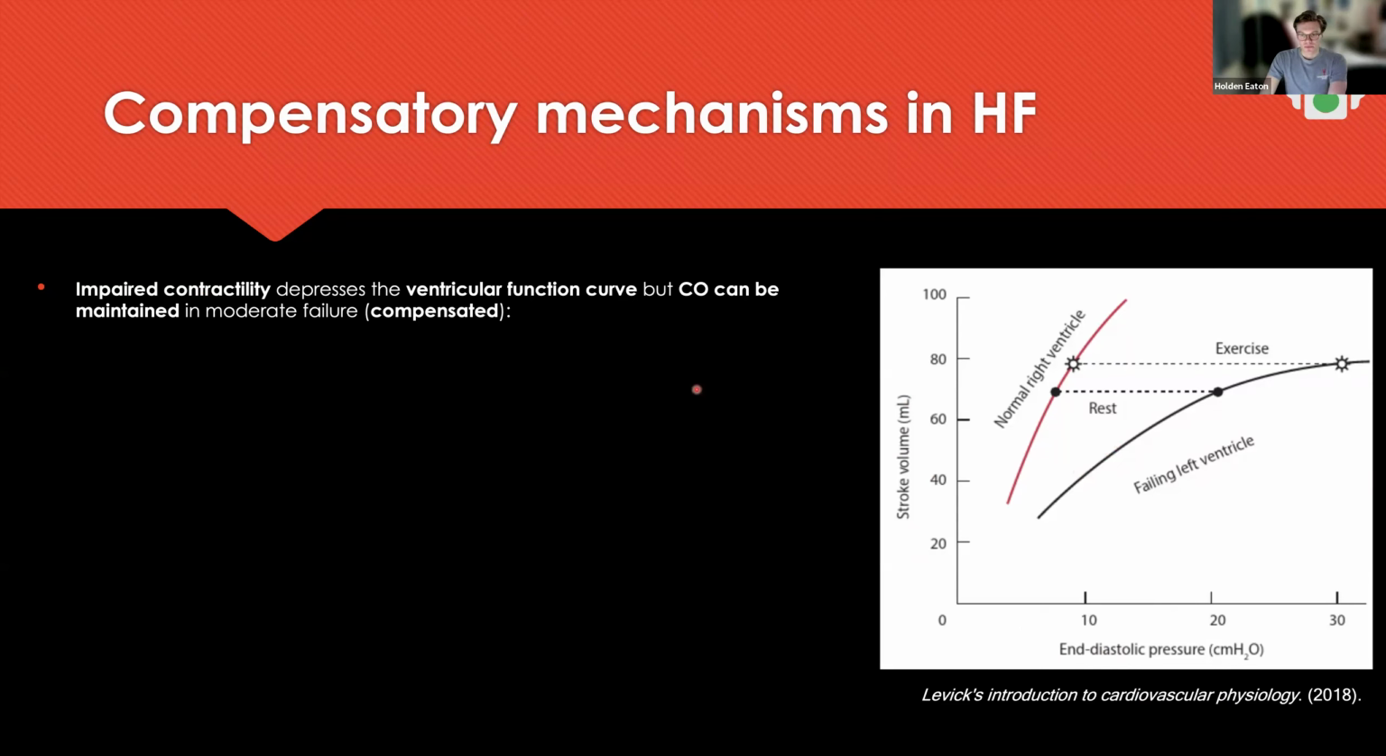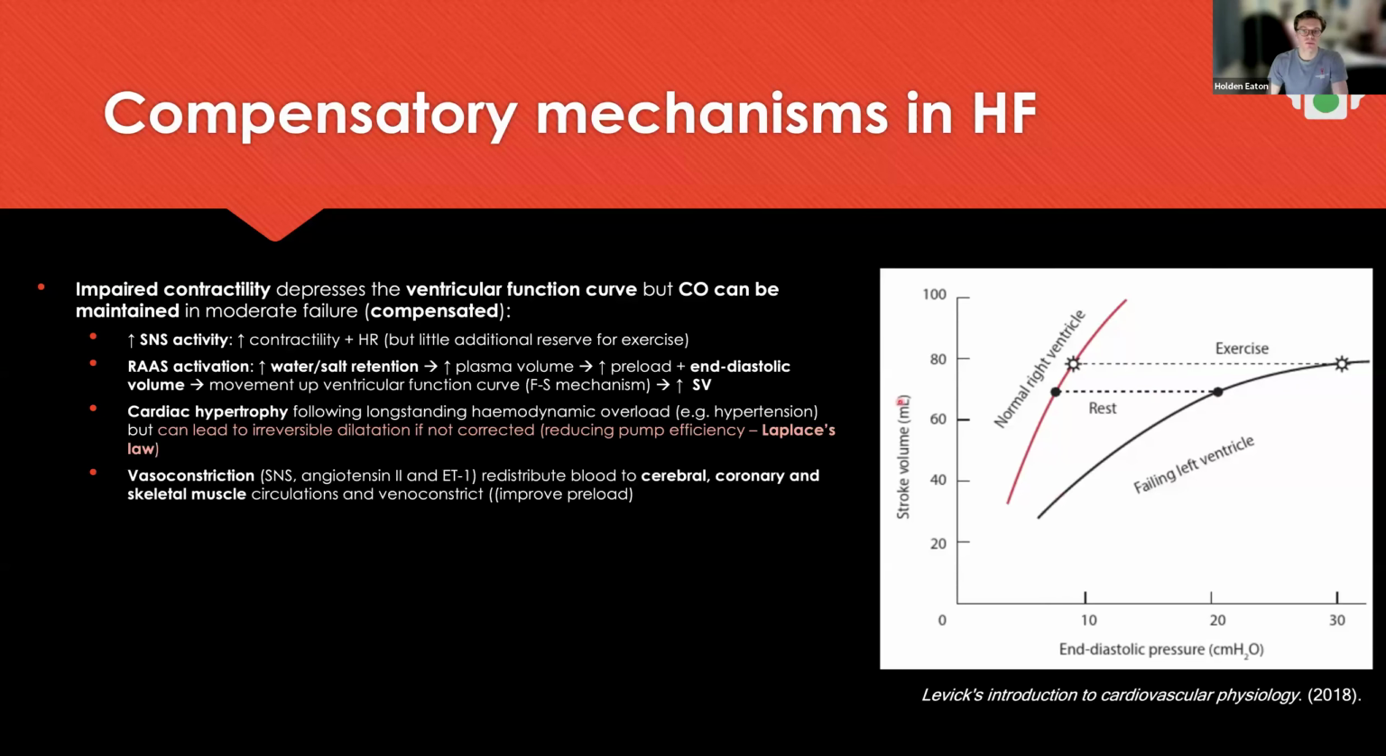But the body compensates for this by pushing you up along this curve. So you don't just drop straight down to a worse stroke volume. You need the same stroke volume. Your organs still need the same blood supply, but they need it from a worse performing heart. So the way your body gets around this, or a failing heart would get around this, is by first increasing sympathetic nervous system activity. So more pumping of the heart, harder pumping of the heart, and more vasoconstriction to get your blood to where it needs to be faster.